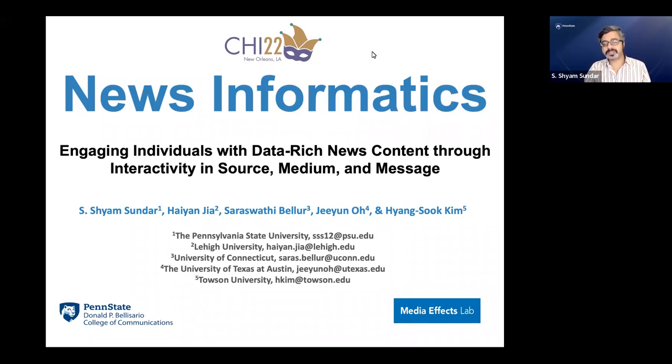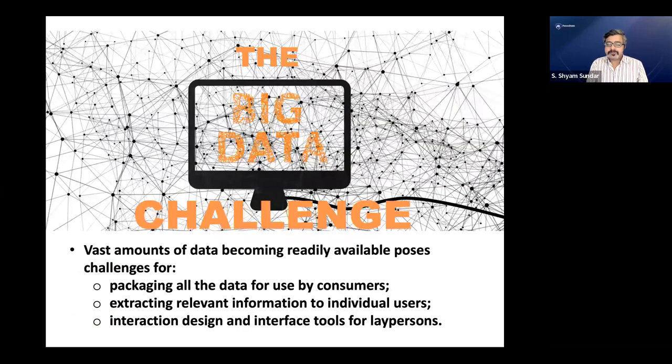The primary purpose of this paper is to introduce the concept of news informatics by explicating its meaning, suggesting some ideas for operationalizing it, and demonstrating an empirical user test of one particular operationalization. The arrival of big data has provided both opportunities and challenges for the practice of journalism.